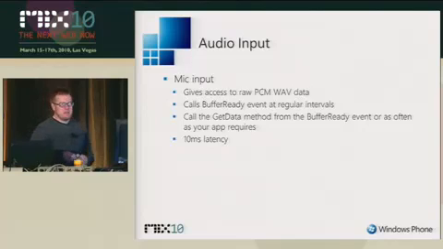If you want to sample faster, you can actually just call the getData method whenever you want to basically consistently pull. And if you're writing an app with this, you need about 10 millisecond latency. So it's pretty good for real-time processing, but it's not perfect.